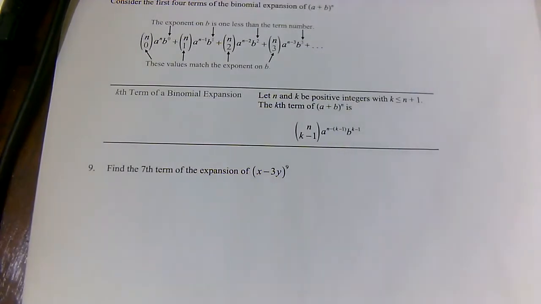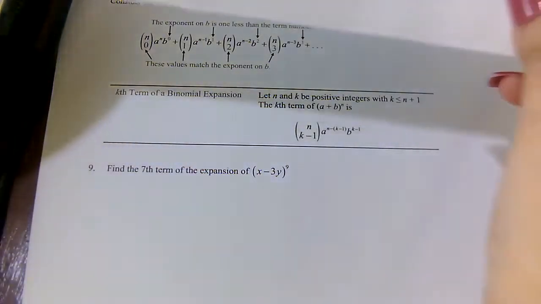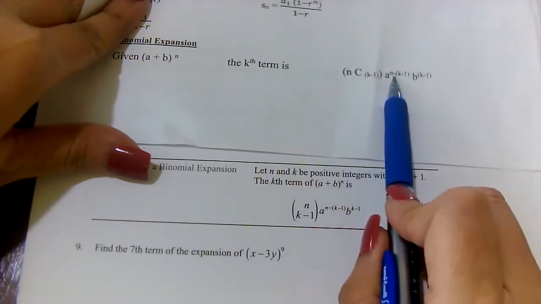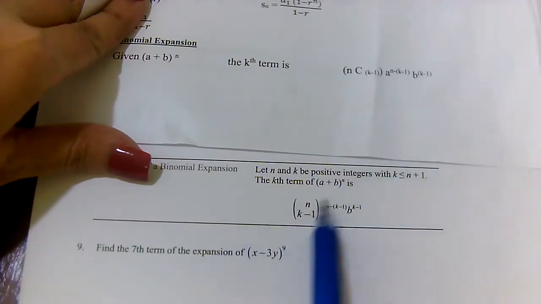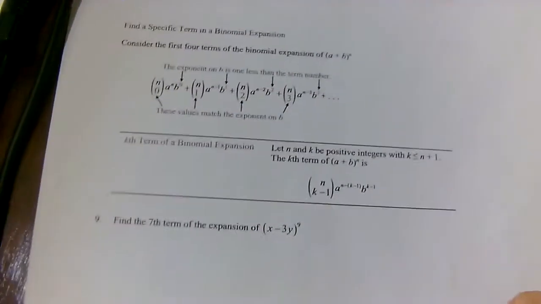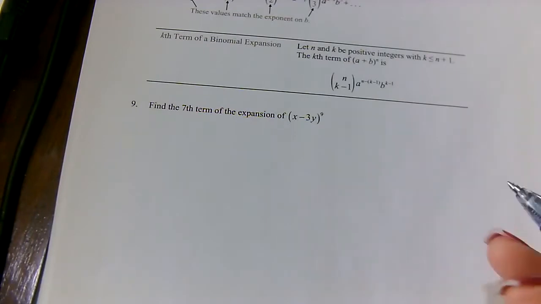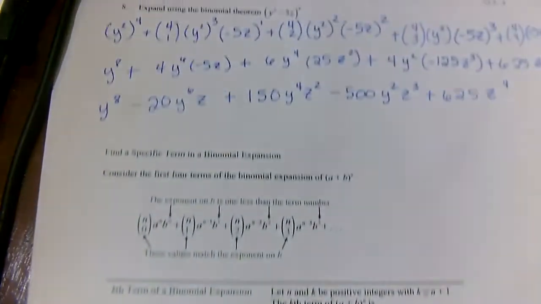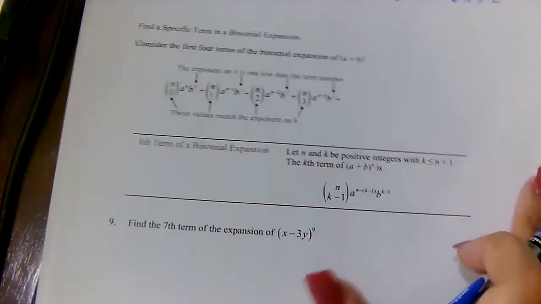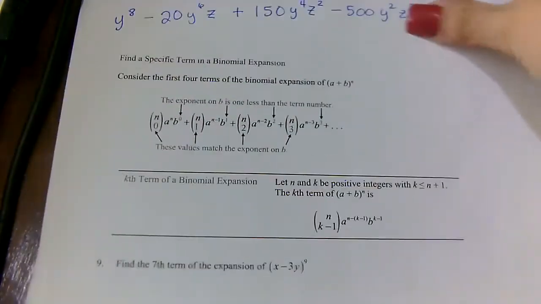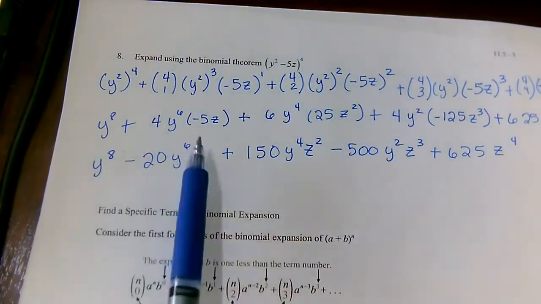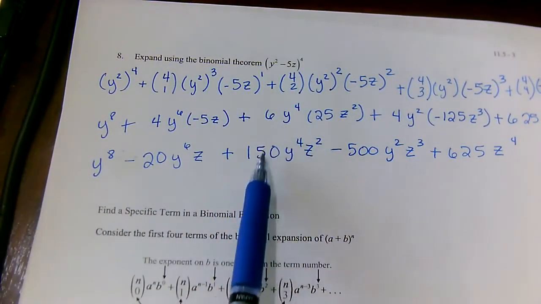This is the actual formula that I have on the formula sheet, and I'm going to show you that it is the same one. So here is n choose k minus 1, a to the n minus k minus 1, b to the k minus 1. This is the formula that I prefer to use instead of that other one. This will get you to the exact coefficient that you're looking for. So if you can see here, it says find the 7th term of the expansion. Well, this is to the 9th. So what you're trying to do is, for example, if I had said find the third term of this one, I would be going 1, 2, 3. This is the one that I would be looking for, the coefficient.